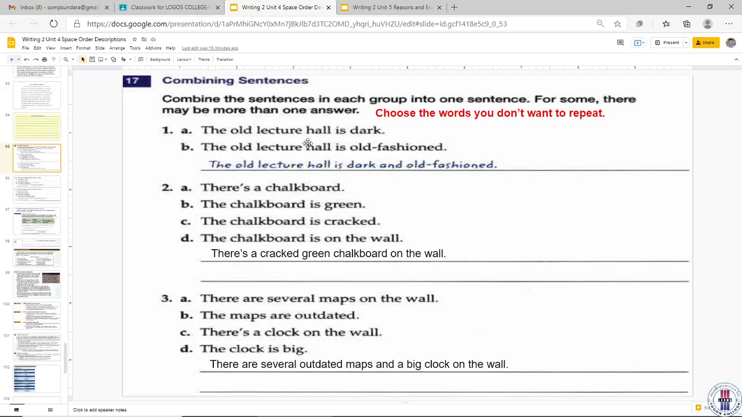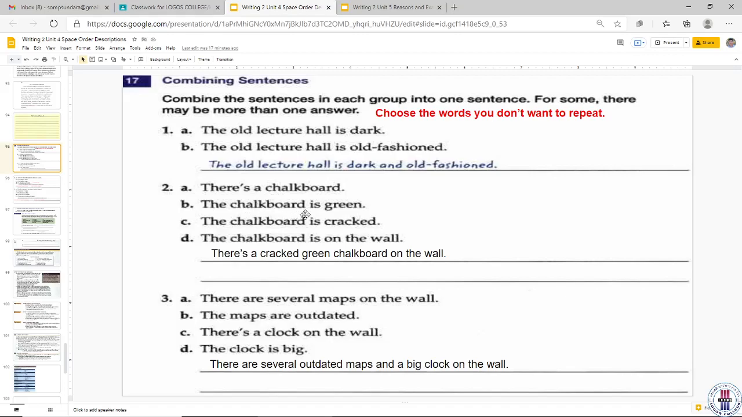Look at number 1. The old lecture hall is dark. The old lecture hall is old-fashioned. So we don't want to repeat old lecture hall, right? But the two adjectives are dark, old-fashioned, so we combine those two sentences and we get the old lecture hall is dark and old-fashioned. Right? So dark, old-fashioned comes after is. Right? In this case, they are coordinating adjectives.